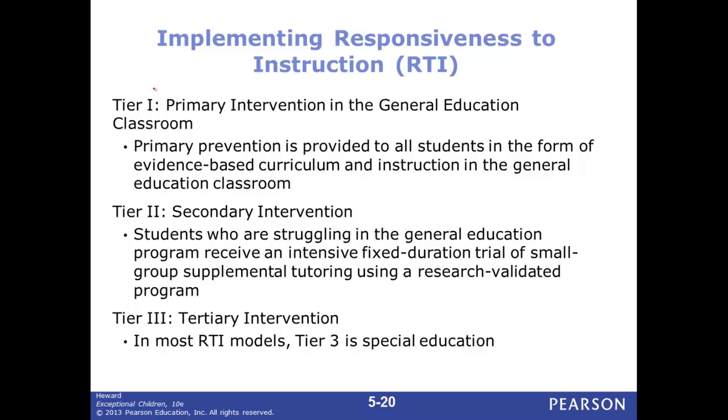So there's primary intervention, tier 1, and this is across the whole system of reading. In general ed, primary prevention is provided to all students in the form of evidence-based curriculum instruction. And we're doing these constant 1-minute timings, 1 minute of DIBELS, to determine who's progressing. And if they're falling behind, if we know on a daily basis right away they're falling behind, then we can go to tier 2, where students struggling in the general ed program receive an intensive, fixed-duration trial of small group supplemental instruction. So they spend extra time studying reading and some different methods. And meantime, all through tier 2, we continue to do 1-minute timings with DIBELS.